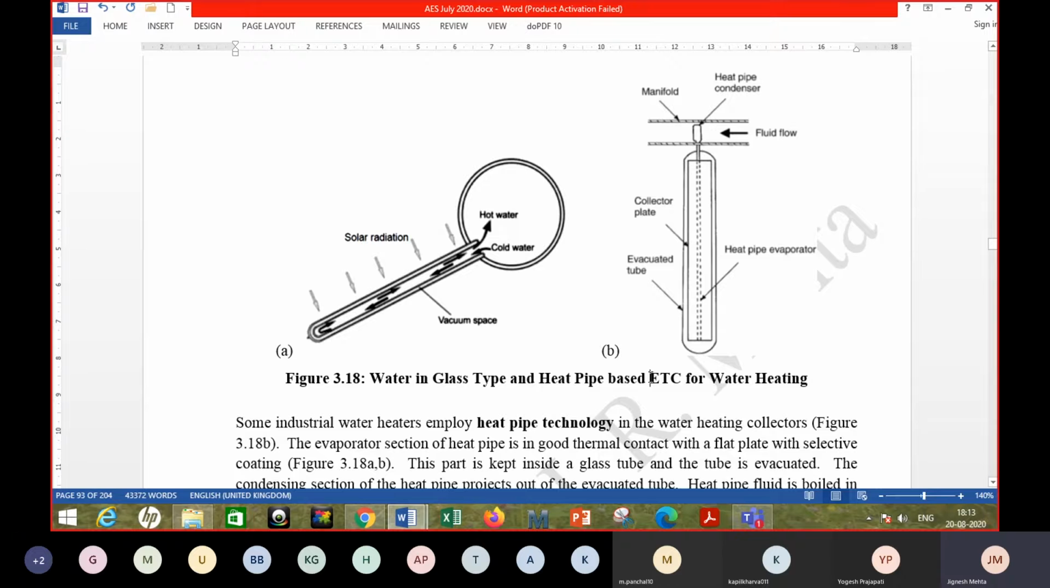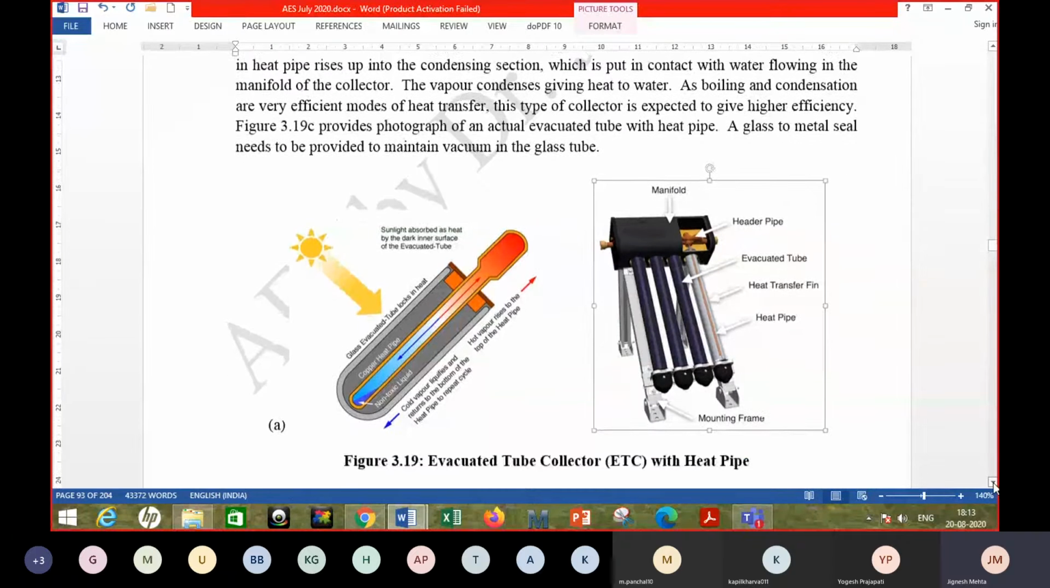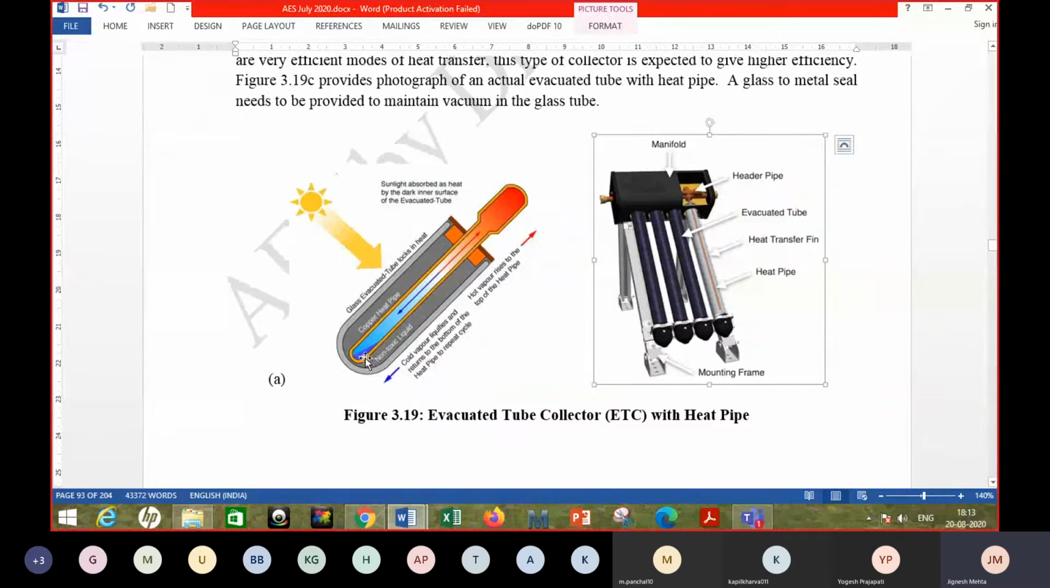So the double glass tube type of evacuated tube collector is more popular, and even in that, a heat pipe based system can be used as it is shown in this figure. So the principle of how, with the help of heat pipe, we can transmit the heat, has been explained in this figure, part A. The heat pipe fluid gets heated, evaporated and boiled and comes to the condenser part, and it gives away heat when the fluid passes over that.